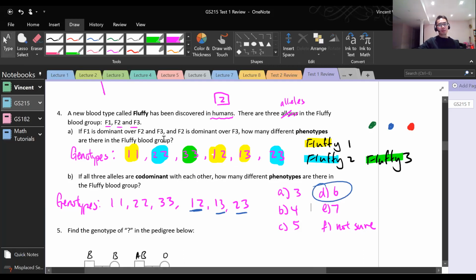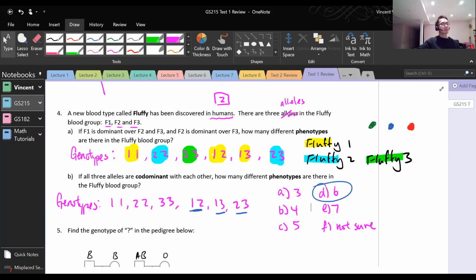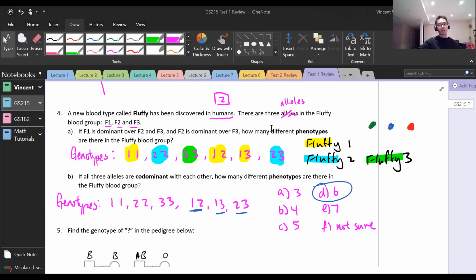What would be the answer for 4A? The answer for 4A is 3 phenotypes: fluffy 1, 2, or 3. Any question?